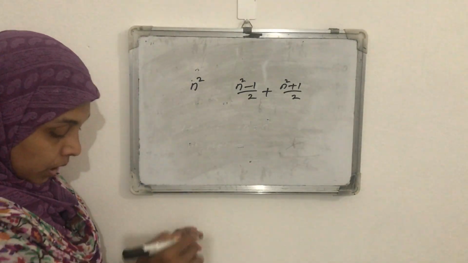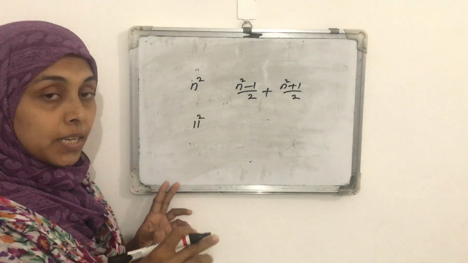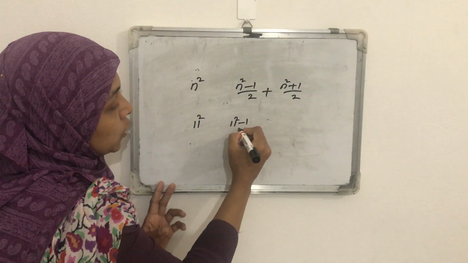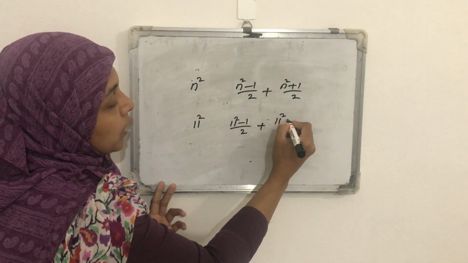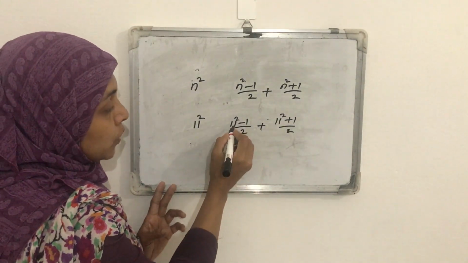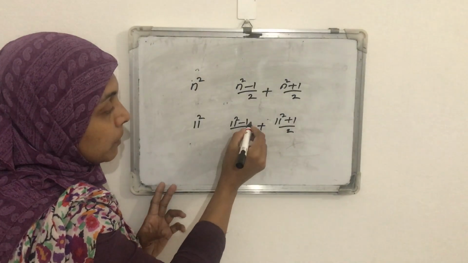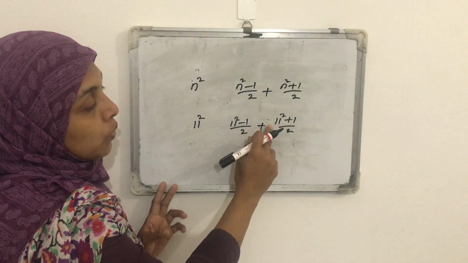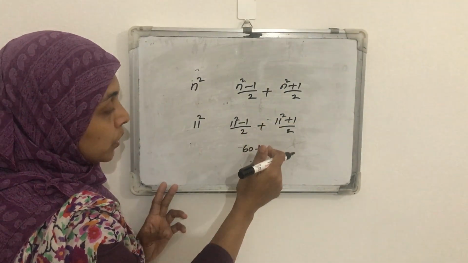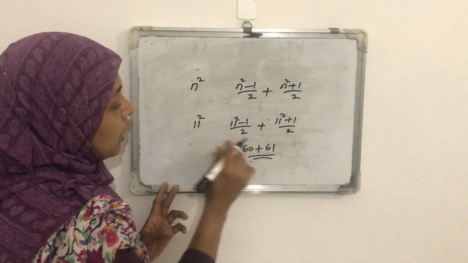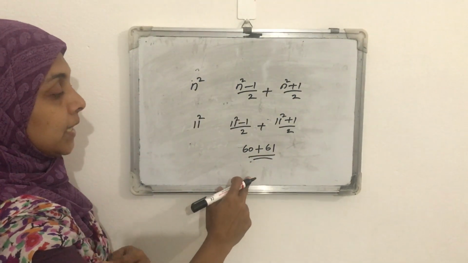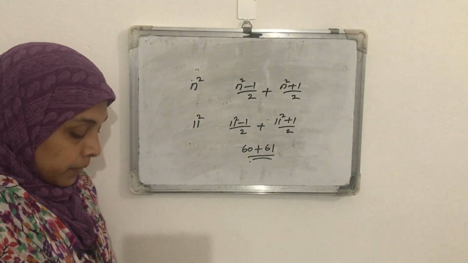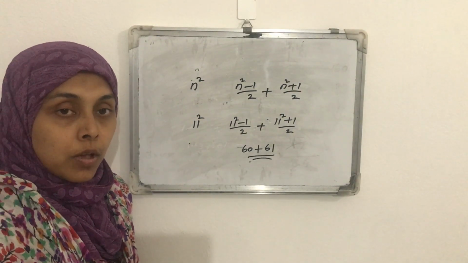Suppose one example, 11 square. How can we express it as the sum of two consecutive numbers? We do this as 11 square minus 1 by 2 plus 11 square plus 1 by 2. 11 square we know is 121. 121 minus 1 is 120, 120 by 2 is 60. Plus 121 plus 1 is 122, 122 by 2 is 61. So 11 square can be expressed as the sum of 60 and 61. They are consecutive numbers. That type of question is also very important. This is a very important property of square numbers.